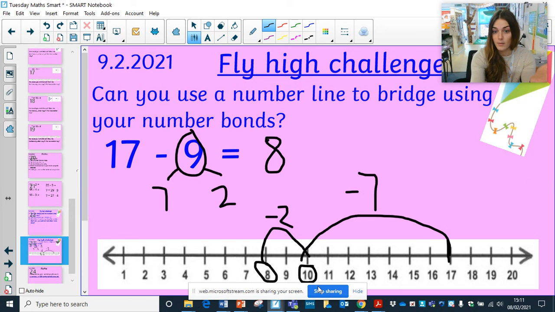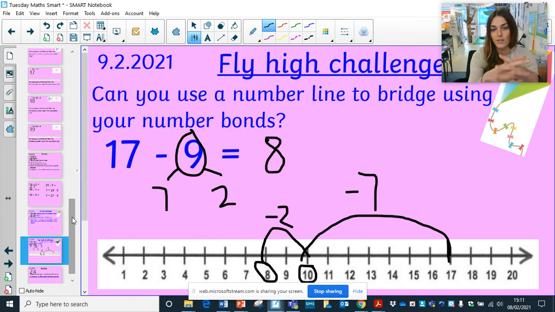Okay, so can you see how I've used my number bonds to chunk? So I found what I need to get to 10. So I've taken 7 to get to 10 and then 2 more. So I've just partitioned that number into a 7 and a 2. Okay, so that's really tricky. That is a real fly high and a real challenge to challenge your thinking. So I hope that makes sense.